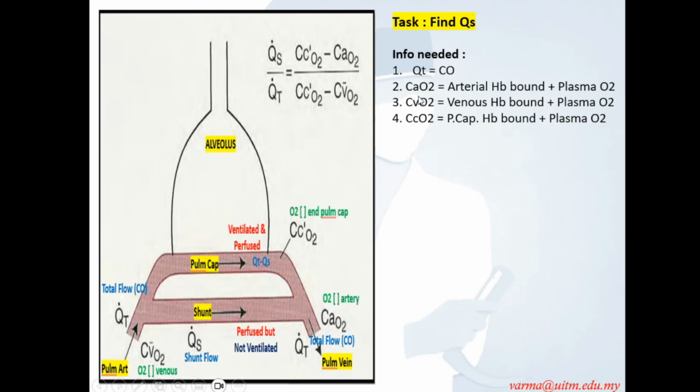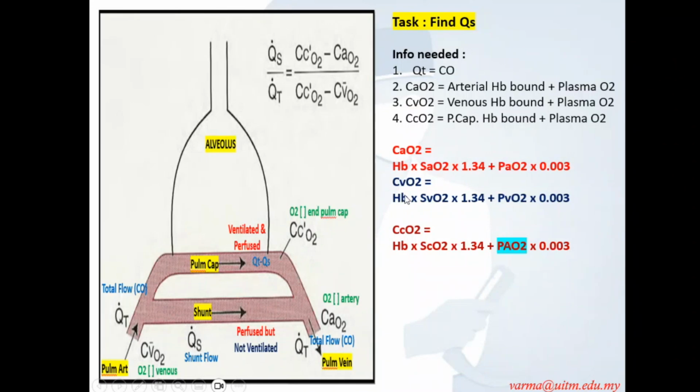Then we have to know CaO2, arterial oxygen content, venous oxygen content, and capillary oxygen content. And we have already learned last week how to calculate oxygen content: calculating arterial HB bound oxygen and plasma dissolved oxygen. Okay, the oxygen that is bound to your HB and the oxygen that is dissolved in plasma. So your CaO2, this will be your equation. CvO2, this will be your equation. This is for your HB bound oxygen. This is your dissolved oxygen. And then for arterial oxygen content and venous oxygen content, you can take ABG or VBG to get PaO2 or PvO2.